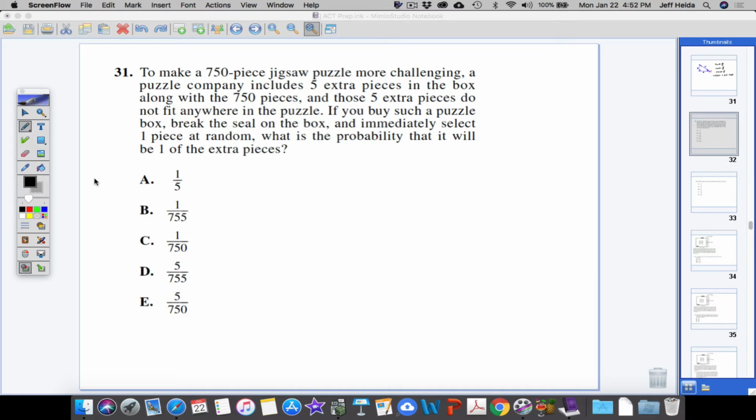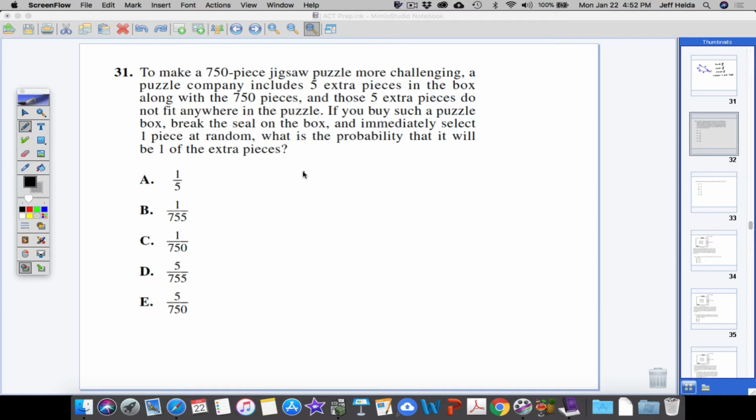Problem 31. To make a 750-piece jigsaw puzzle more challenging, a puzzle company includes 5 extra pieces in the box, along with these 750 pieces, and those 5 extra pieces do not fit anywhere in the puzzle. If you buy such a puzzle box, break the seal on the box and immediately select one piece at random, what is the probability that it will be one of the extra pieces?